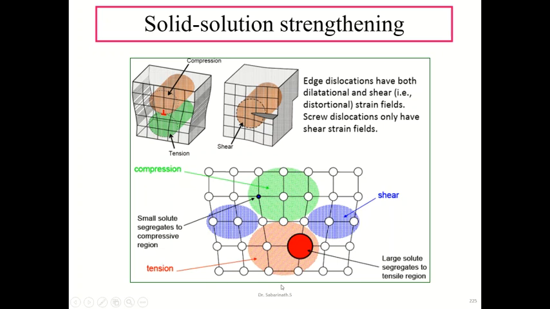So here you can see a small solute aggregates to the compressive region over here, and a large solute aggregates to the tensile region in here, and here there will be a tension, and here there will be a shear, and here there will be a compression. So these are the regions of compression, shear and tension.